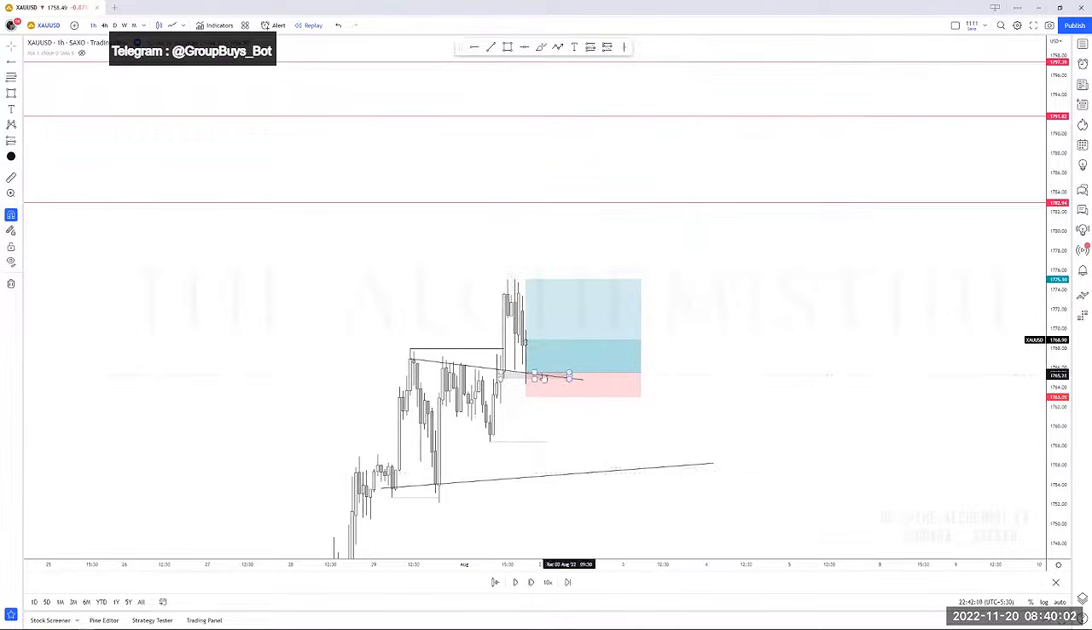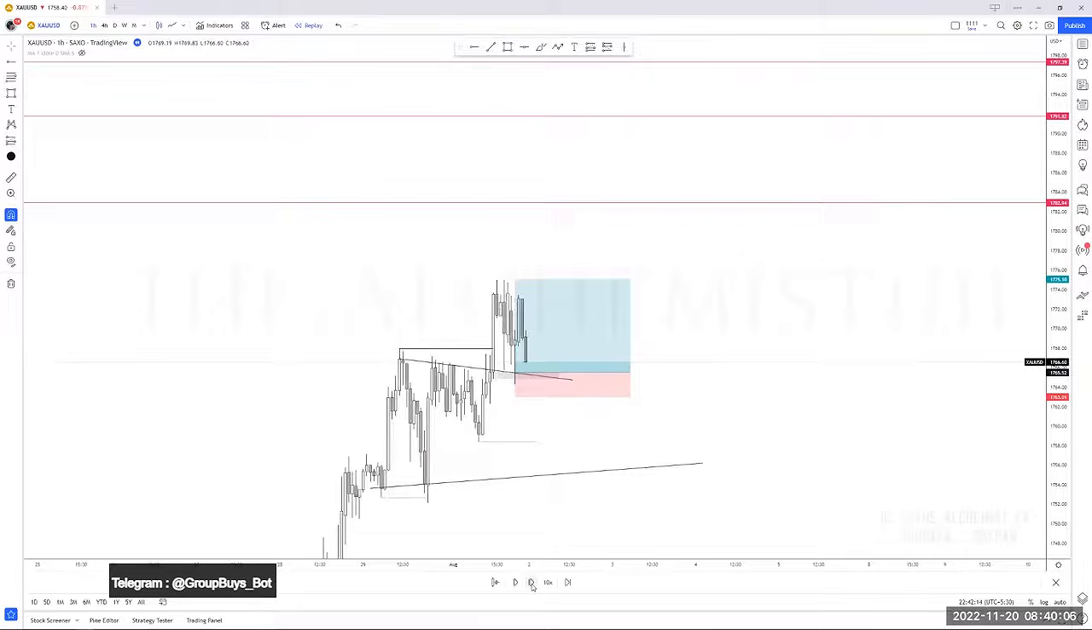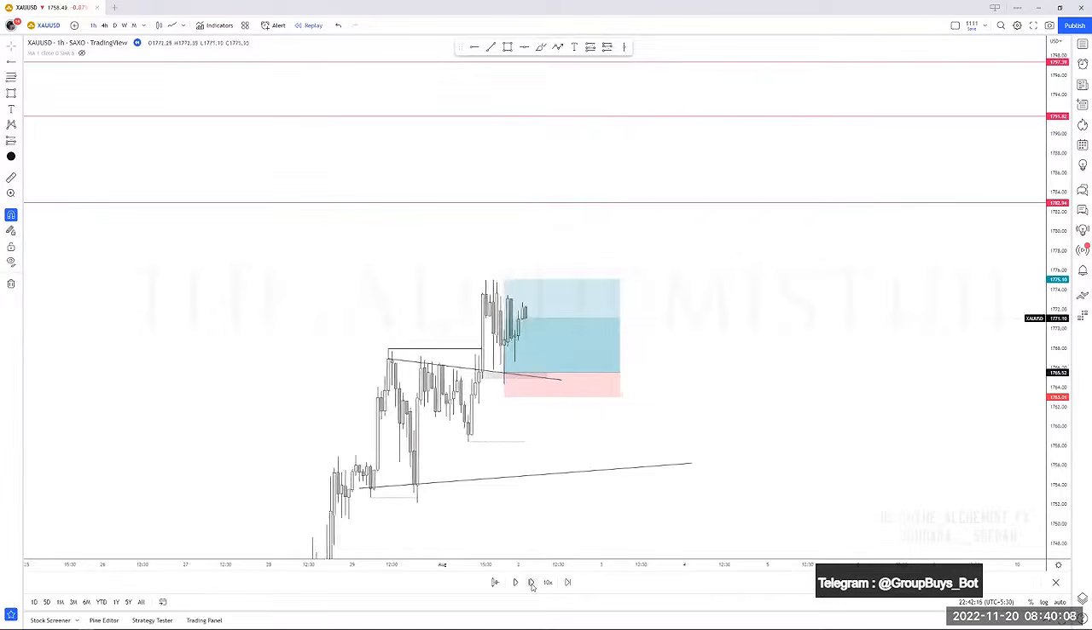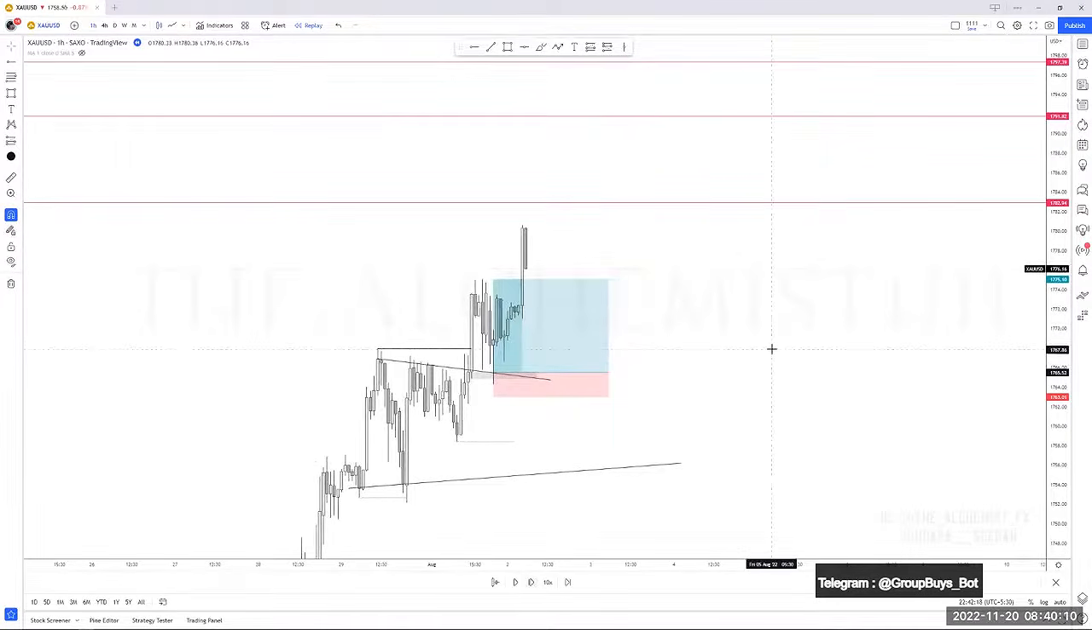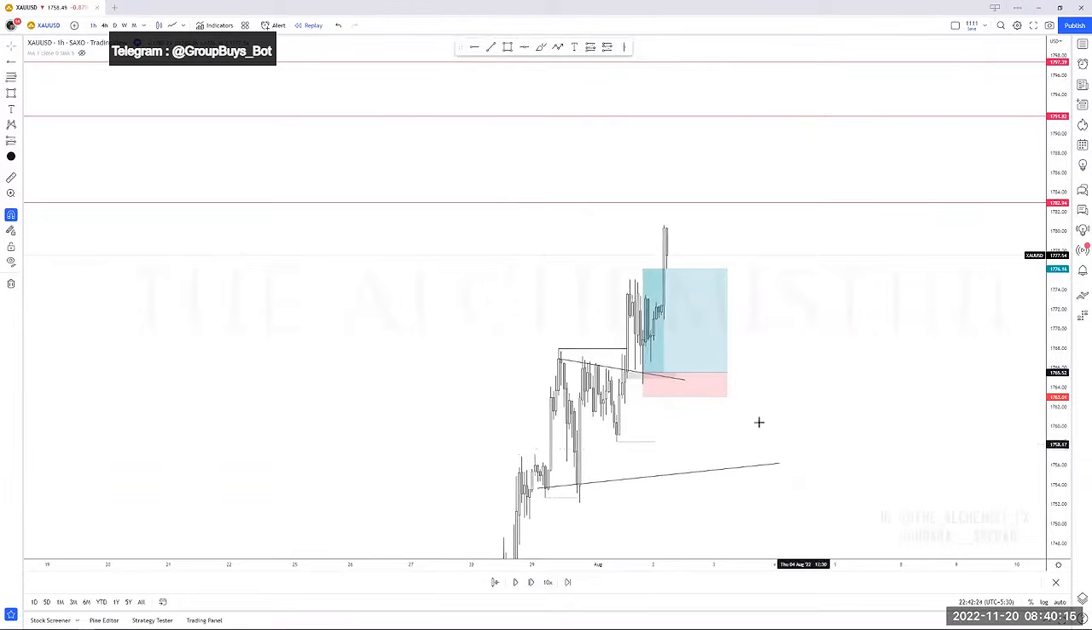Let's see. Price taps here. Not yet. Wait, there it goes. Pay yourself at around 100 pips, see there? 100 pips, more than enough, right? Let's patiently wait.